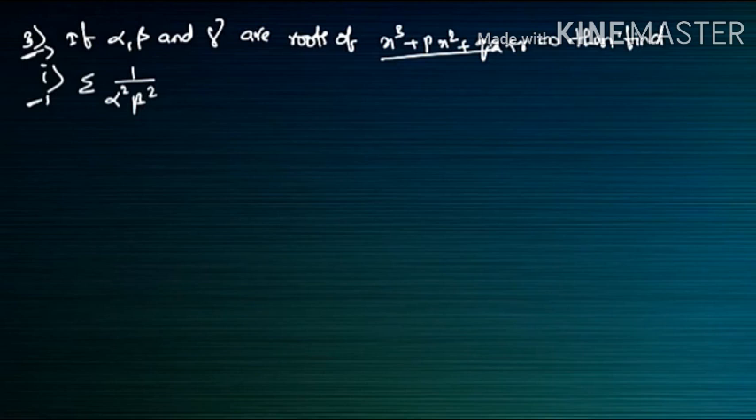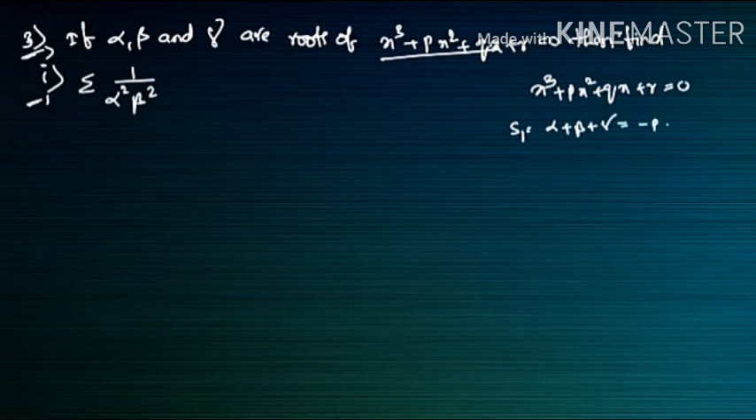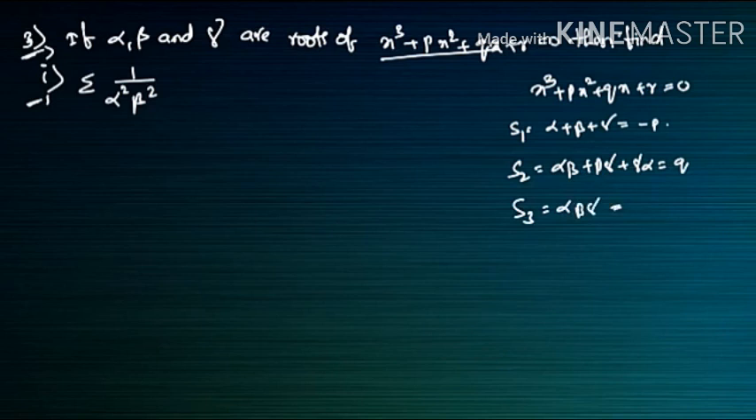Now the first question is here. The given equation is x cube plus p x square plus q x plus r is equal to 0. So from this, S1 is equal to alpha plus beta plus gamma is equal to minus b by a, so minus p will come here. Now S2 is equal to alpha beta plus beta gamma plus gamma alpha is equal to c by a, so q by a is equal to q only. So S3 is equal to alpha beta gamma is equal to minus d by a, so minus r will come here.